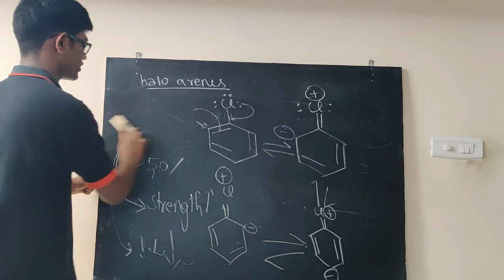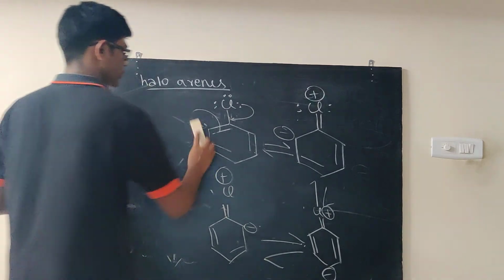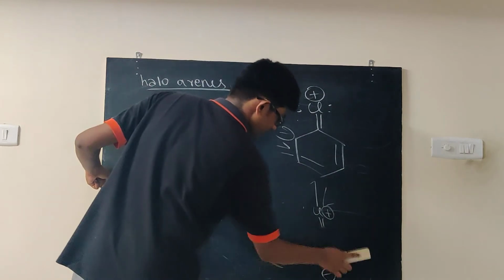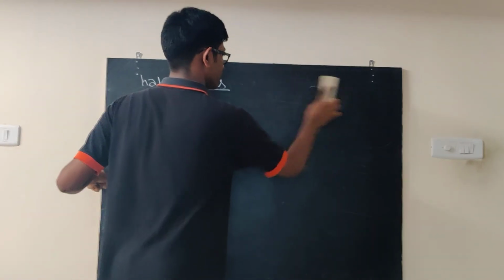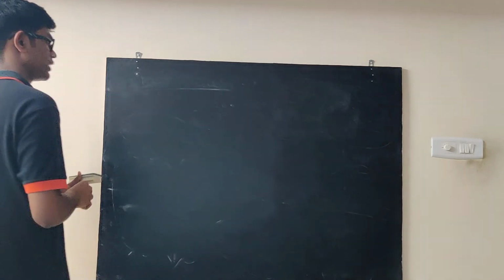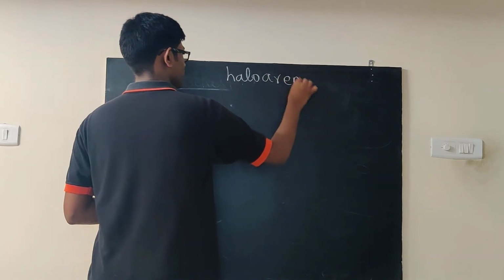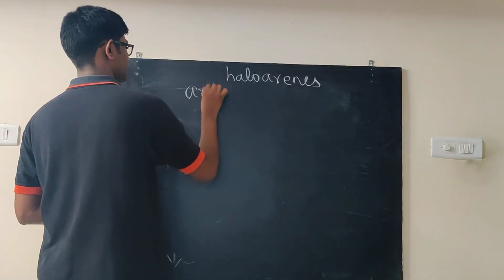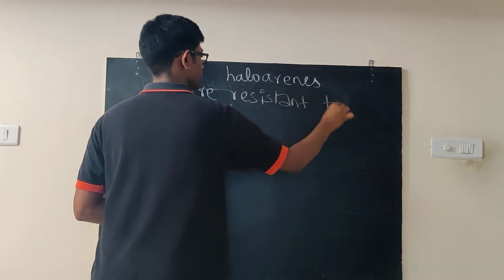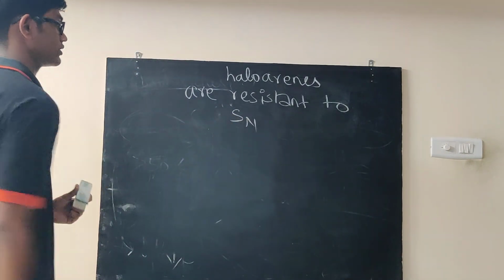Have you ever heard of a substitution reaction where a double bond is broken? It's impossible, right? It's literally impossible. You cannot have one nucleophile attacking and making 2 bonds. So we say nucleophilic substitution reactions do not generally happen in haloarenes. So haloarenes are resistant to substitution using nucleophilic substitution reactions.